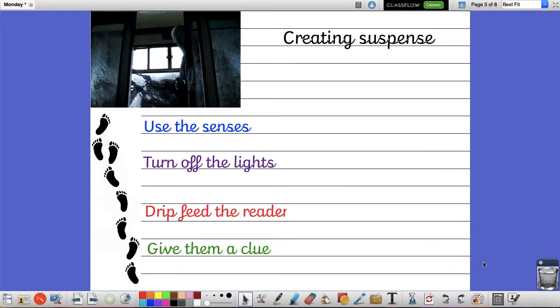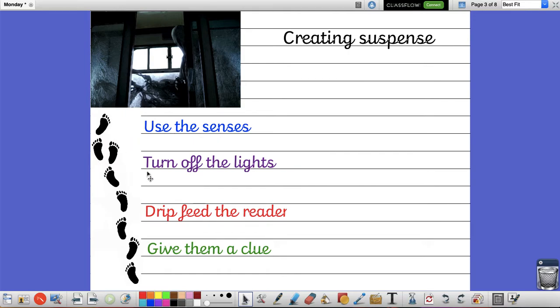Okay, so today we're going to look at how J.K. Rowling created suspense in her books and how it was portrayed in the film to help us write our own poem about something that's unknown. So when we're creating suspense, we use little bits of steps. So we use our senses to describe what something might feel like, what it might look like, maybe what the atmosphere has, how something has changed within our senses.